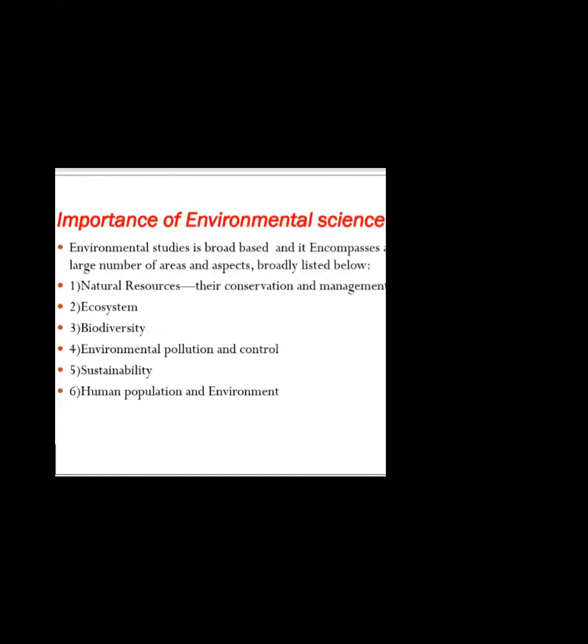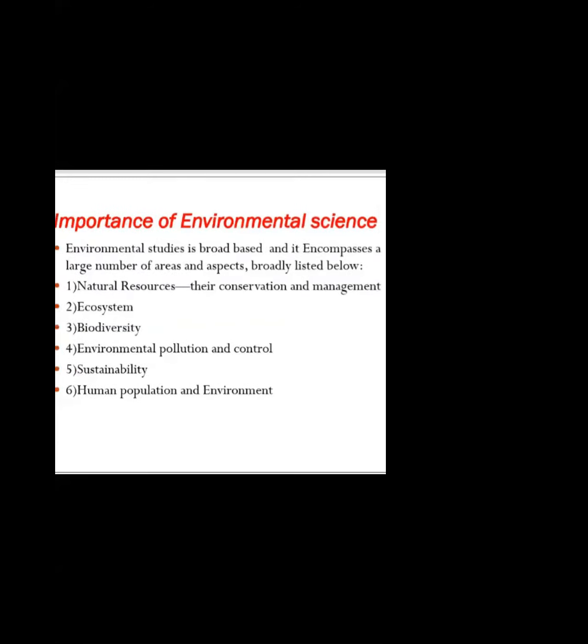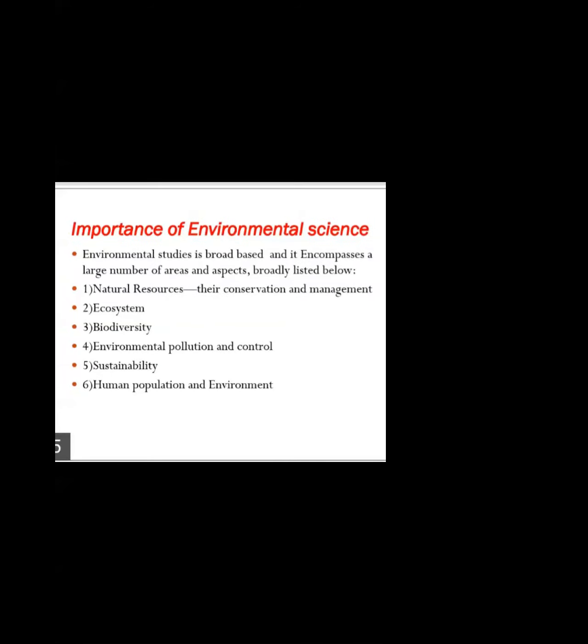Know about natural resources, their conservation and management. Ecosystem. Ecosystem is defined as the structural and functional unit of the atmosphere having biotic and abiotic components, means living and non-living components which are interacting with one another. The next one is biodiversity, variety and variability among different kinds of organisms. Next, environmental pollution and control. Sustainability. Sustainability means meeting the needs of the present generation without compromising the needs of future generations.